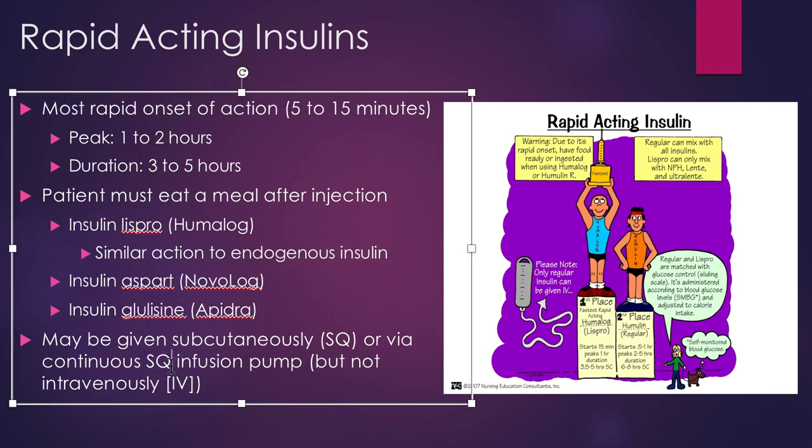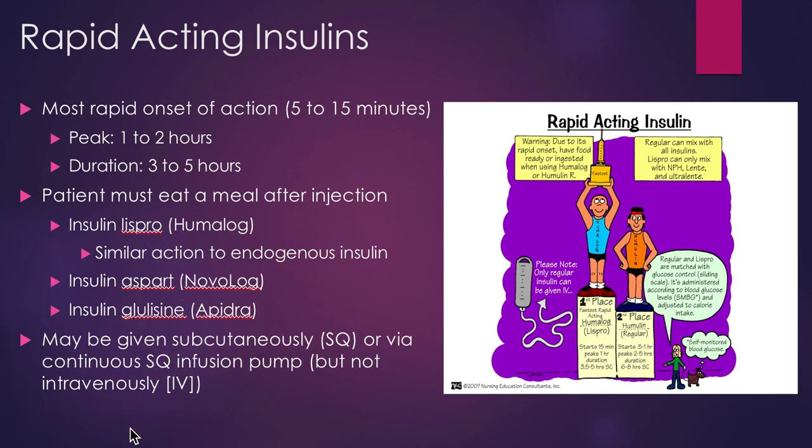Both of these can be given subcutaneously, Lispro and regular insulin. However, regular insulin is the only one that we give through an IV. When would we give insulin IV? If their blood sugar is extremely high and they're in diabetic ketoacidosis. That is always regular insulin, not these super fast insulins.